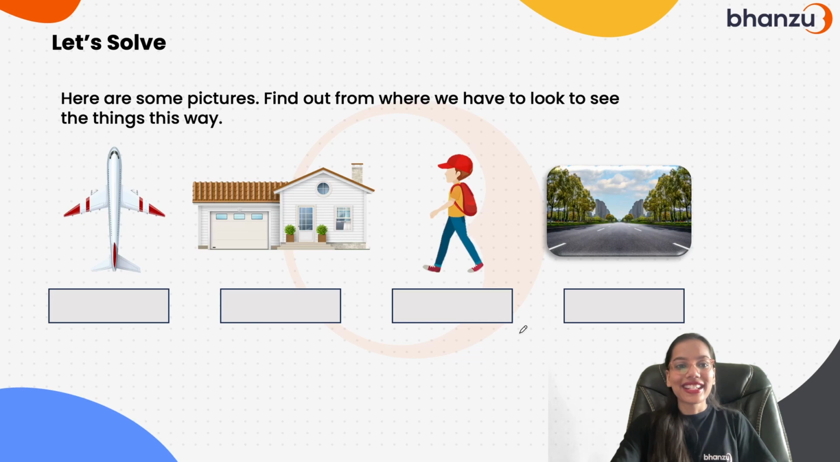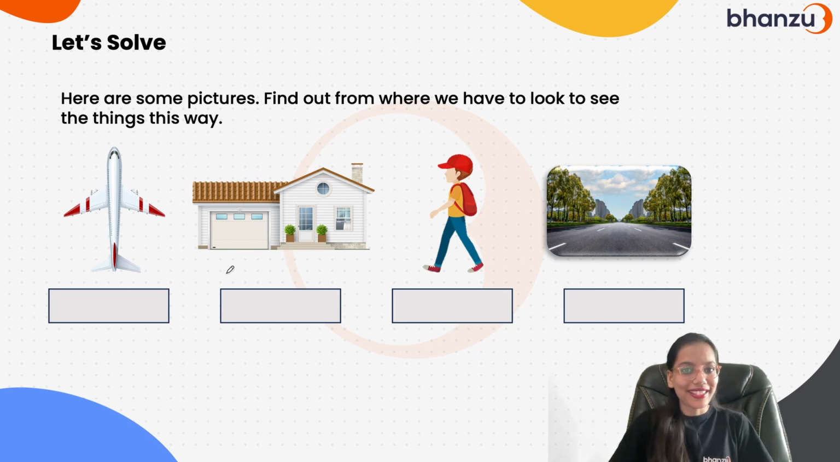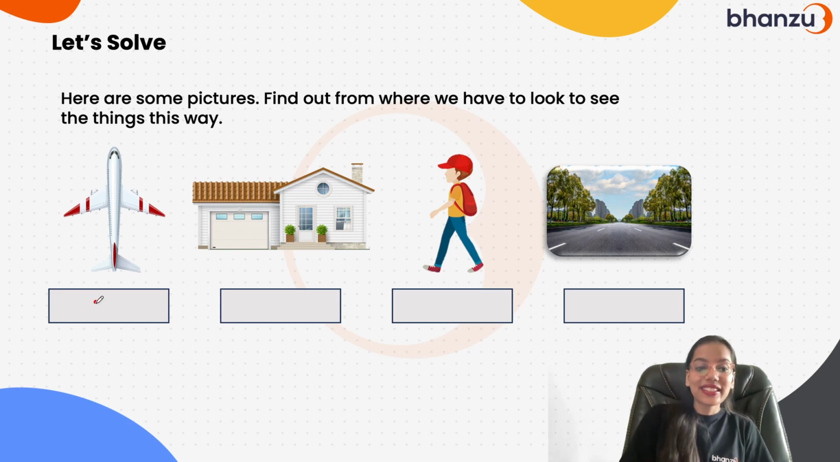Let's get into it. So here are some pictures. Find out from where we have to look to see the things this way. Let's get started. What is this one? Yes, that's a plane. What are the things that you're able to see in a plane? Correct? Are you able to see the wheels of the plane? No. That is only possible when you're looking at the side view or the front view maybe. Correct? So this one is the top view of the plane.